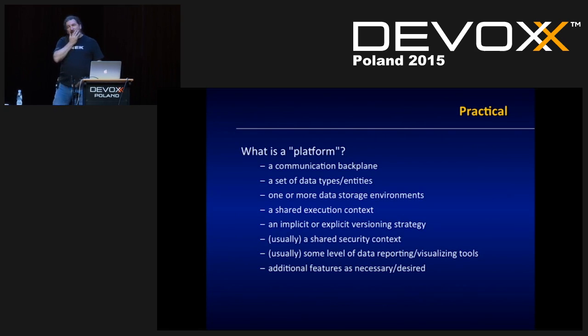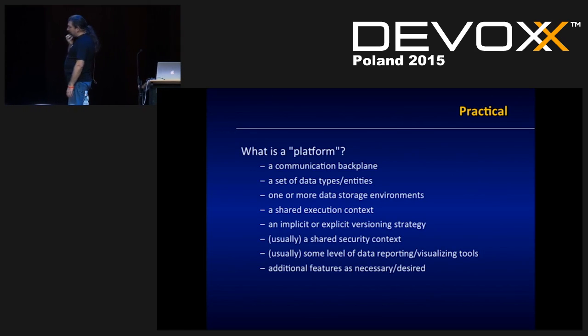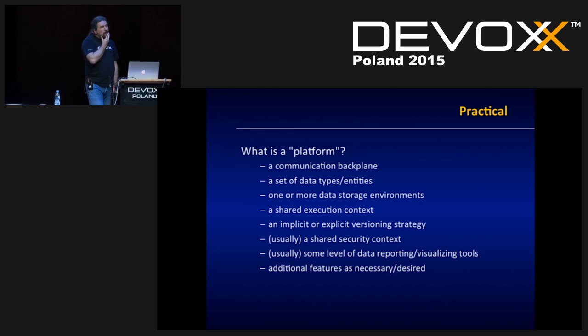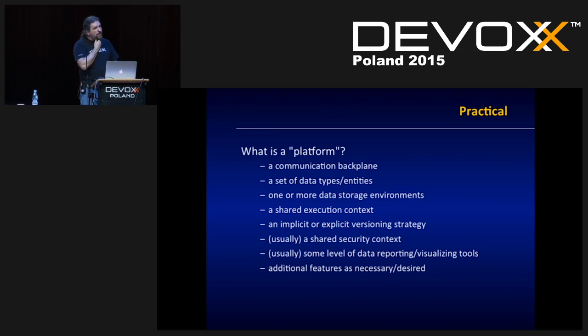Fundamentally, enough theory. A platform needs a communication backplane, we need to know how to talk to one another. A set of common entities, data types, one or more data storage environments, a shared execution context, some kind of versioning strategy, usually some shared security context, some level of data reporting and visualizing tools, and then additional stuff. Here's where I'm going with this. The next time your boss comes to you and says, hey, we need to build something new for the users, you want to build a platform. You don't want to just build an app.